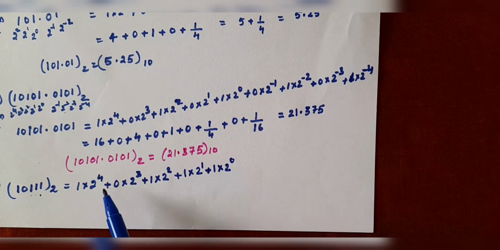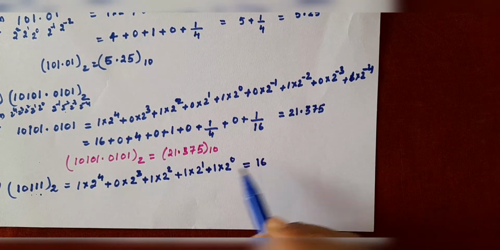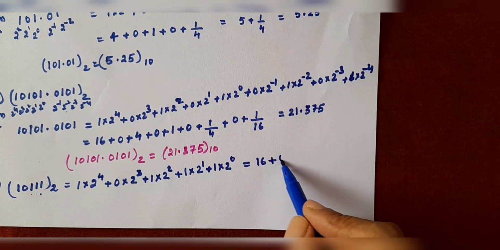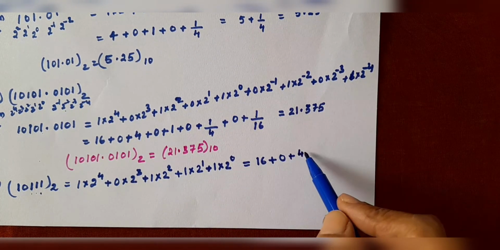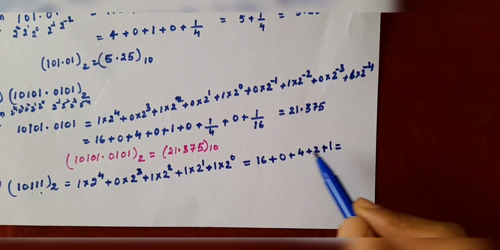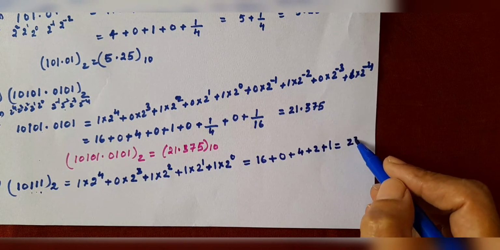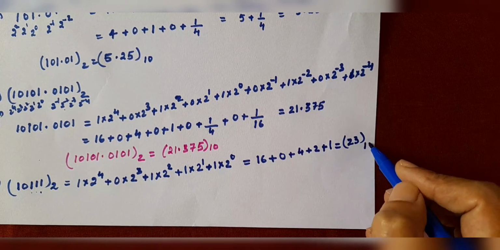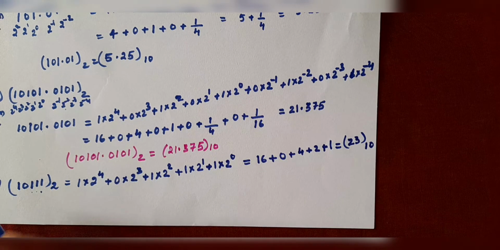Okay. 2 to the power 4 is how much? 16 plus 0 plus 4 plus 2 plus 1, 23. So, what is the answer here? 23. So, you can convert binary to decimal.